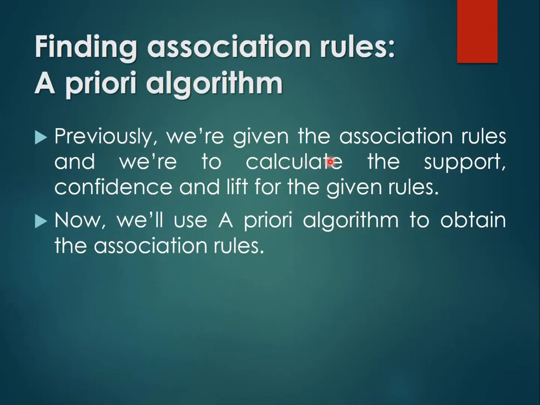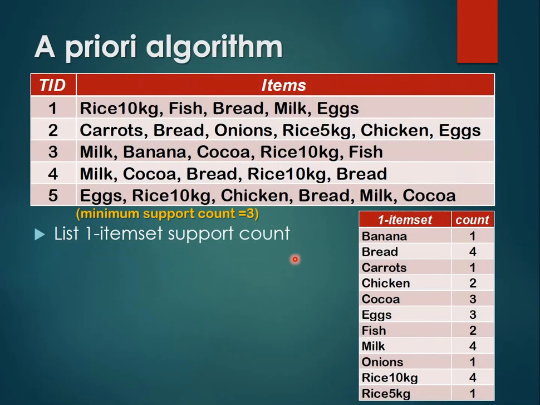Previously, we were given the association rules and we were to calculate the support, confidence, and lift for the given rules. Now, we'll use an algorithm called the Apriori algorithm to obtain the association rules. Using our sample data again, and given the minimum support count of 3, we are going to go through the steps involved in the Apriori algorithm.